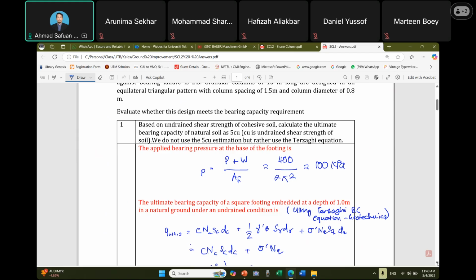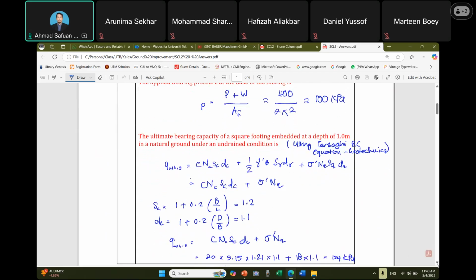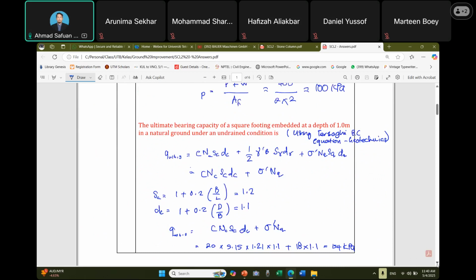So then the applied bearing pressure at the base of the footing is 400 over 2 times 2, so P is equal to 100 kPa. So that is for the P. So the ultimate bearing capacity of a square footing embedded at a depth of 1 meter in natural ground under an undrained condition is, okay, this is the equation from Terzaghi to estimate what we call the soft soil.